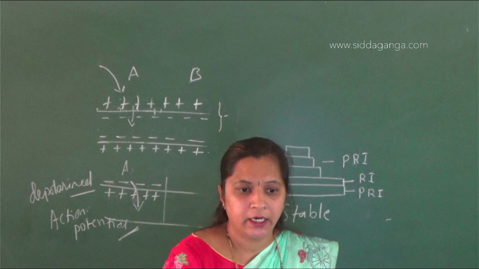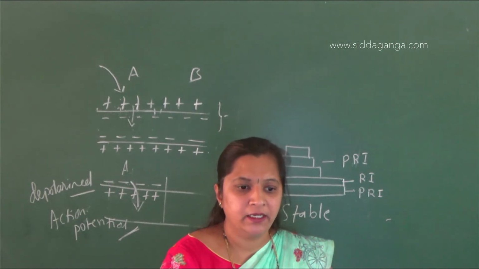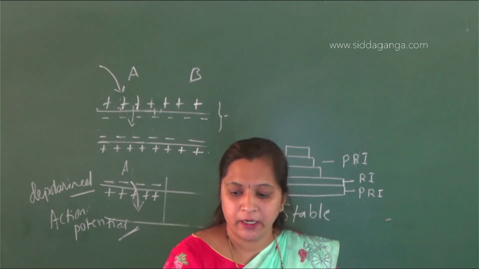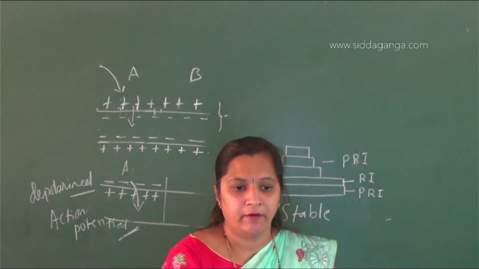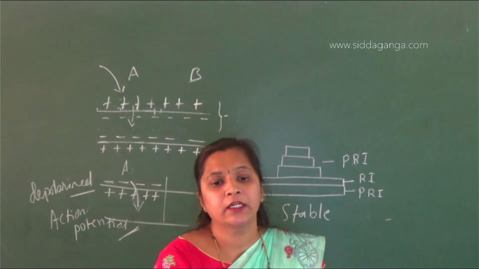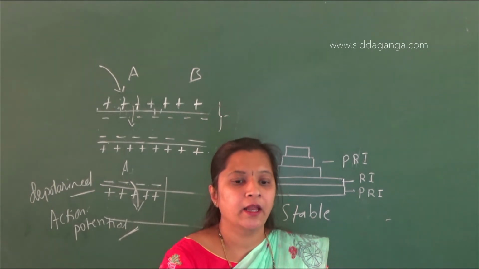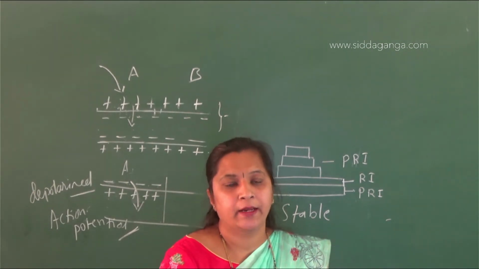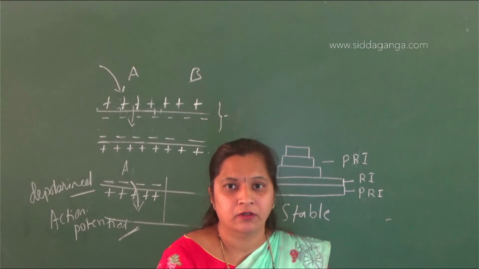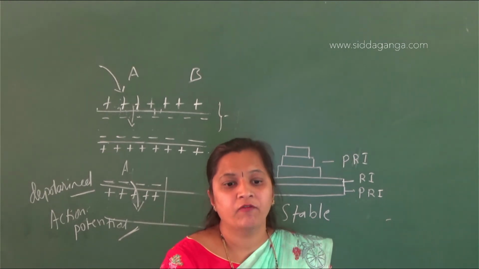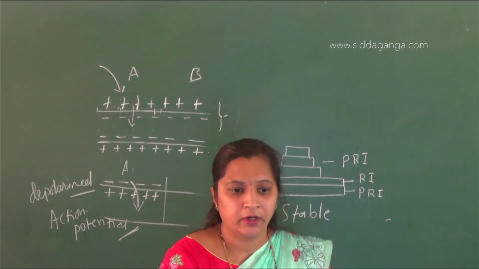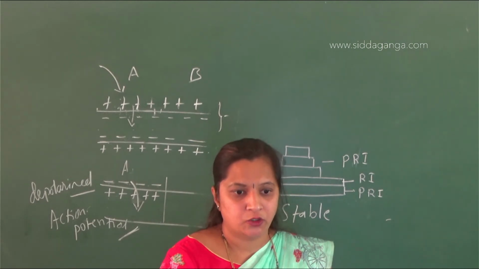Then the second option is: majority of the animals and nearly all plants cannot maintain a constant internal environment. Of course, nearly 99% of the animals and nearly all plants cannot maintain a constant internal environment. They are called conformers. So that is true.